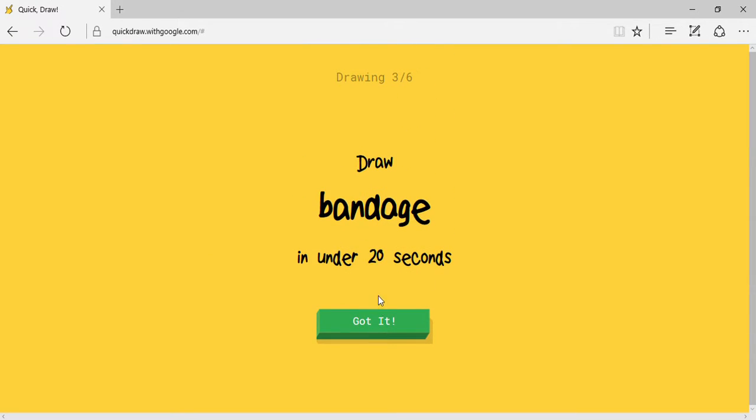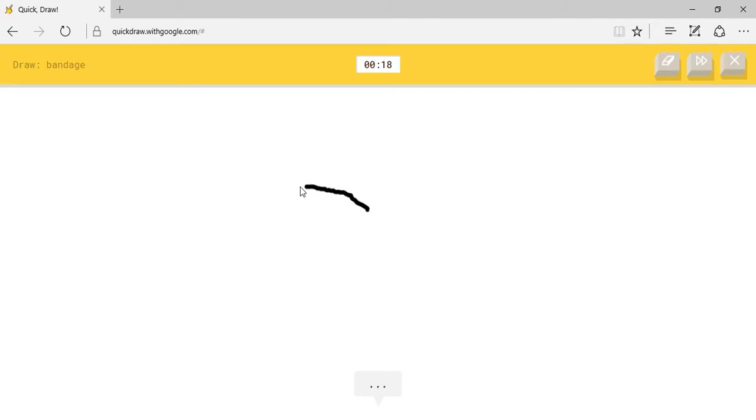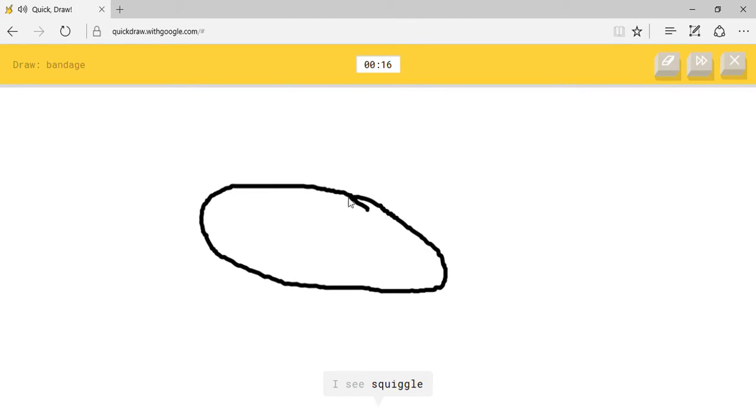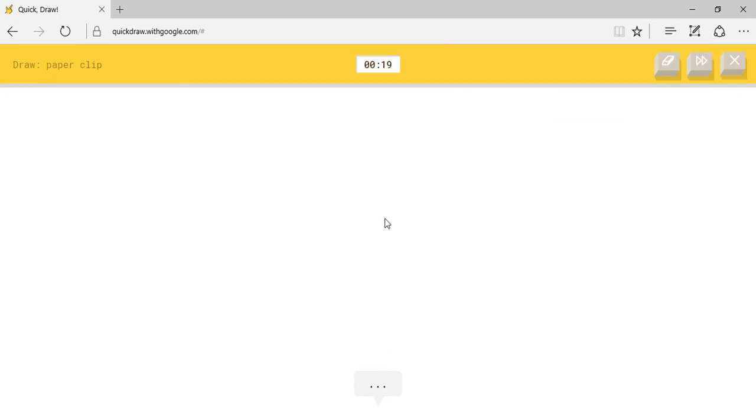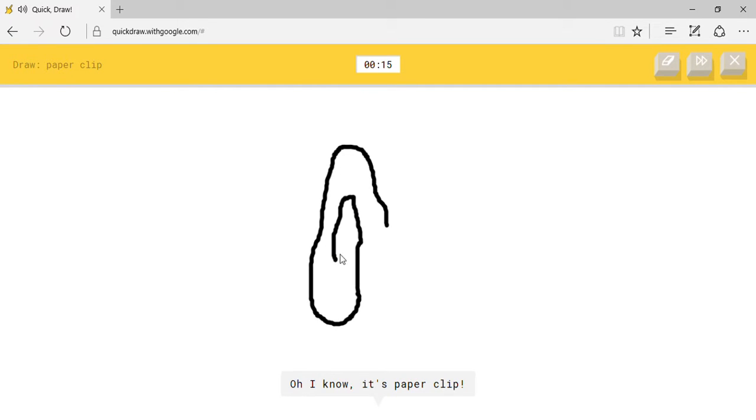A bandage. Okay, this looks gonna be easy. I see squiggle, or pillow. Oh, I know. It's bandage. That's a paper clip, okay? I see mountain, or peanut. Oh, I know. It's paper clip.